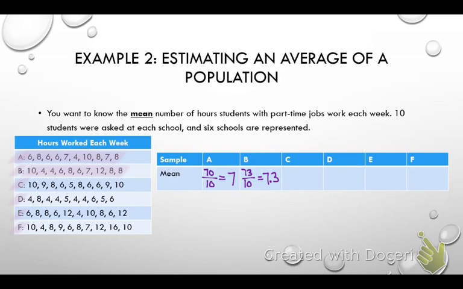Okay, C is 77 over 10, which is 7.7. D is, oh, that one's kind of low, right? 50 over 10, 5. Okay, so we kind of noticed that. E is 80 over 10, a little higher, 8. And F is 90 over 10, even higher. Sorry, which is 9.